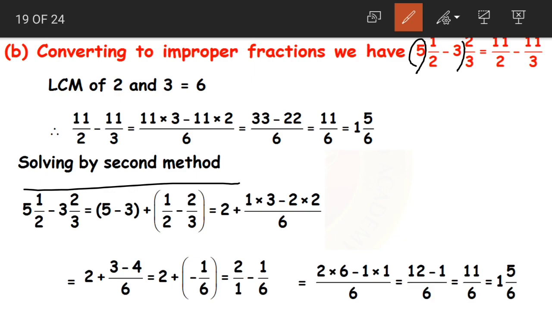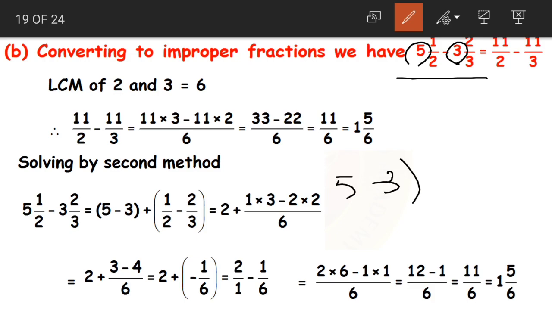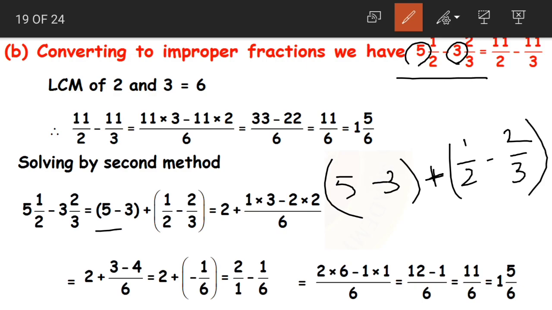First solve the whole number parts separately and the fractional parts separately. Yes students? Now in this 5 1 by 2 minus 3 2 by 3, we have 5 minus 3 plus, and then we have 1 by 2 minus 2 by 3. Yes students, 5 minus 3 plus 1 by 2 minus 2 by 3.